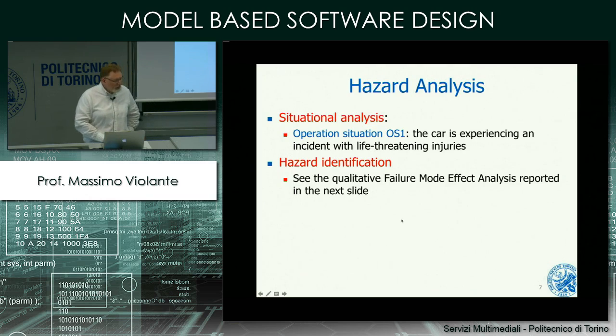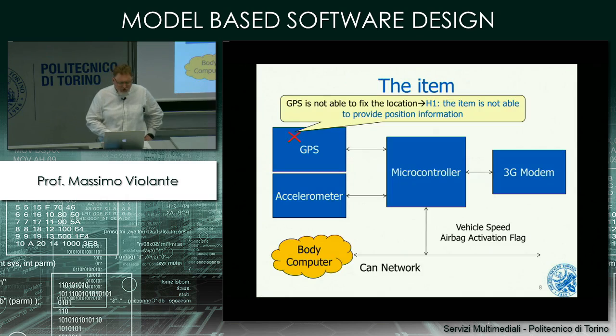Then, what about hazard identification? Well, let's do a bit of failure mode effects analysis. So let's consider the different elements of the item. Let's consider a fault in each of them. Let's consider the outcome, in terms of hazard, resulting from that fault.